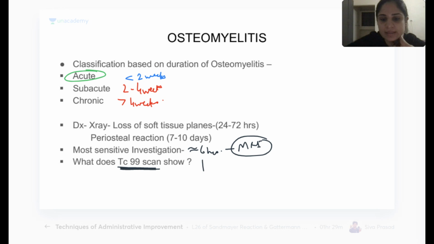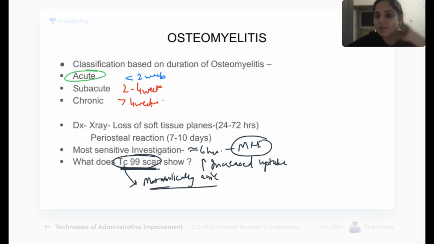Very good. So you have increased activity. In a technetium 99 scan you will have increased uptake of the technetium. Remember, in a technetium 99 scan, the cells that are metabolically active in the body will take up technetium. So what happens in case of any kind of infection? The immune cells come to that place, there are so many inflammatory markers, and all the cells start acting metabolically active. So they take up more and more technetium, and you will have increased uptake of technetium in this case.